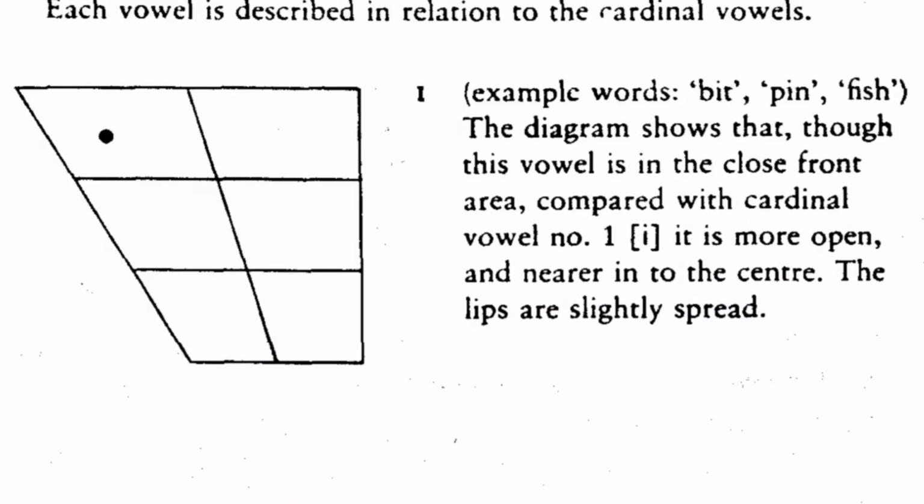Example words: bit, pin, fish. The diagram shows that though this vowel is in the close front area, compared with cardinal vowel number 1 (i), it is more open and nearest to the center. The lips are slightly spread.